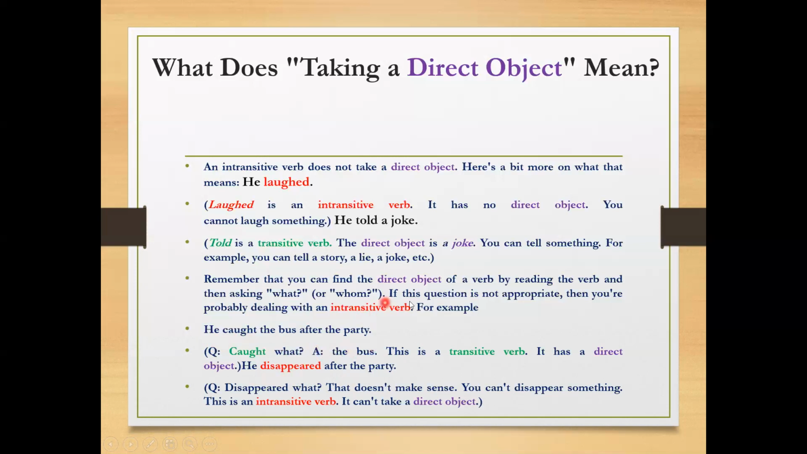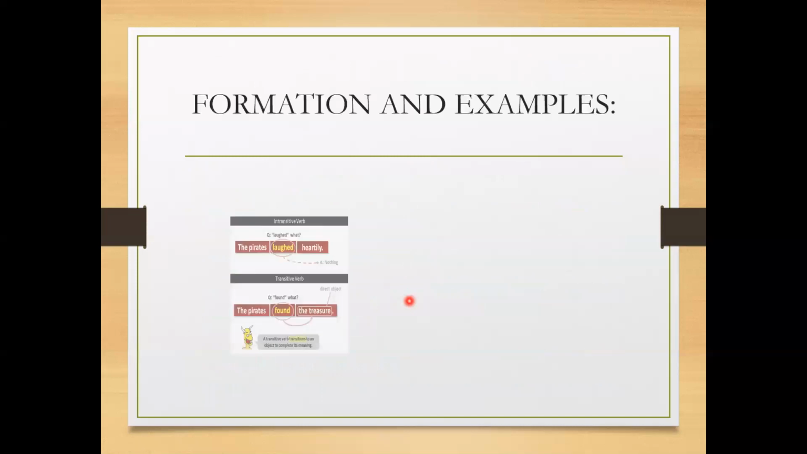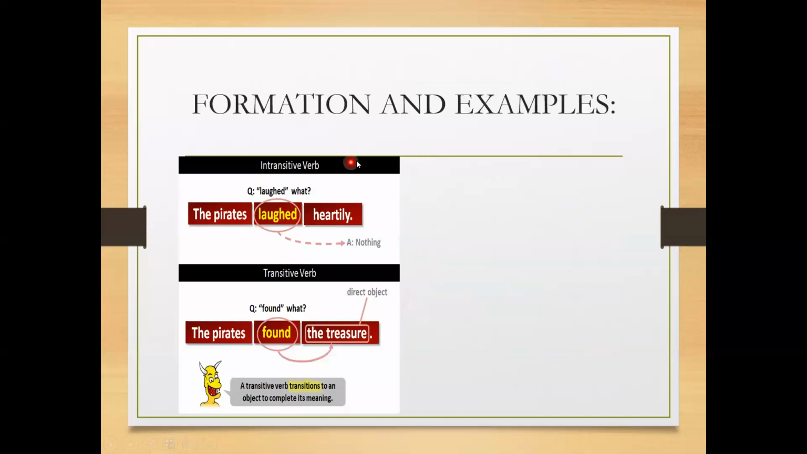So, hope so, can you understand what is intransitive and what is transitive? I will again tell you in easy words: intransitive verbs are those verbs which do not take an object, or direct object, you can say. And transitive verbs are those verbs which take an object. Have a look at the formation and examples, dear students.